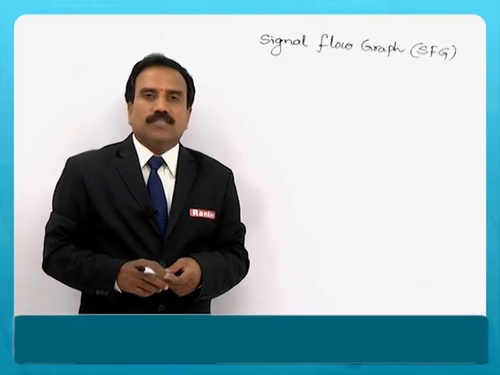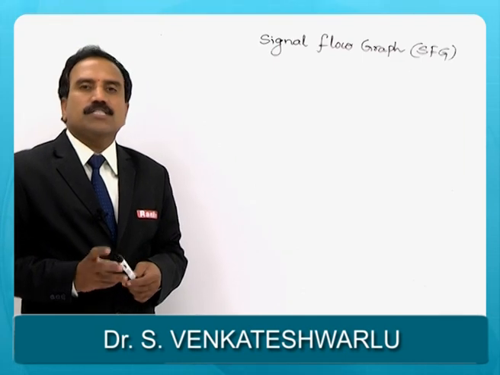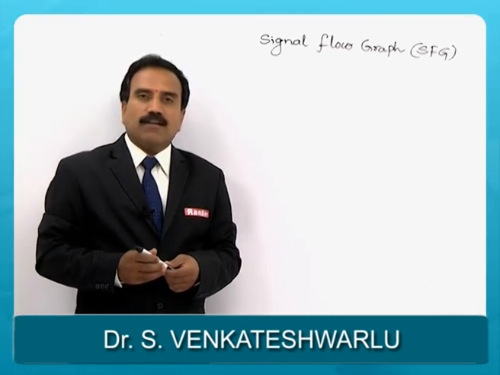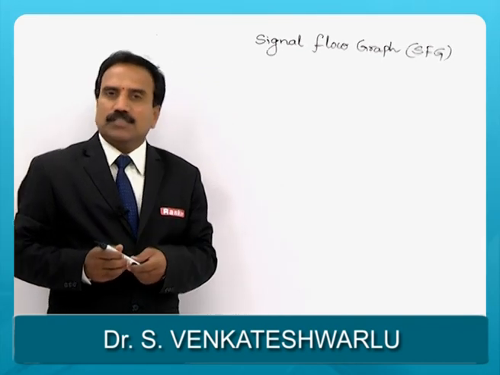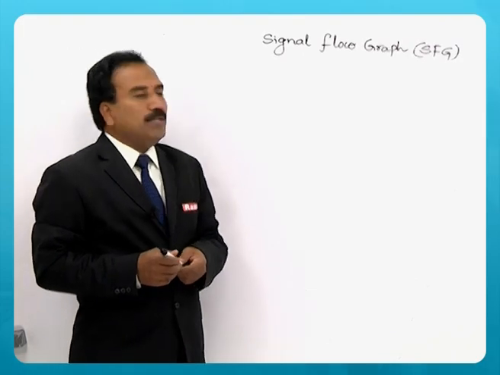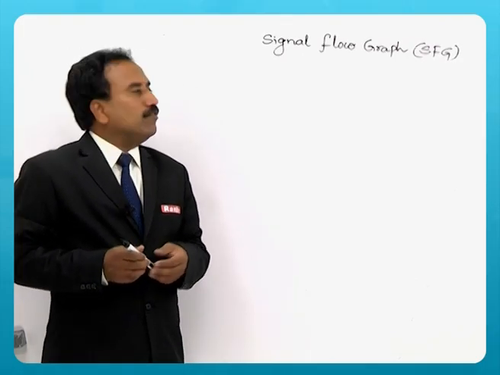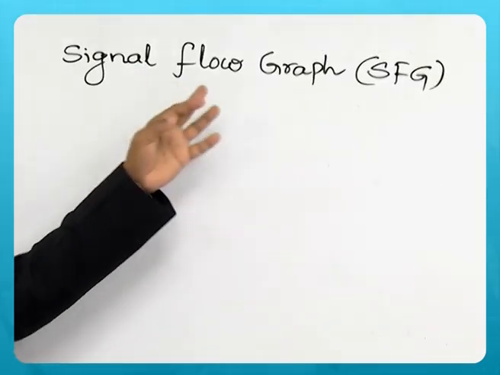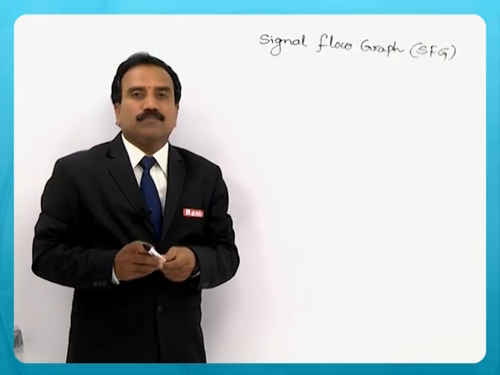Signal flow graph is the next topic in control system. The name itself is very clear. It is a graphical representation of a system, and there will be a signal flow from input to output. So that's why it is called a signal flow graph.